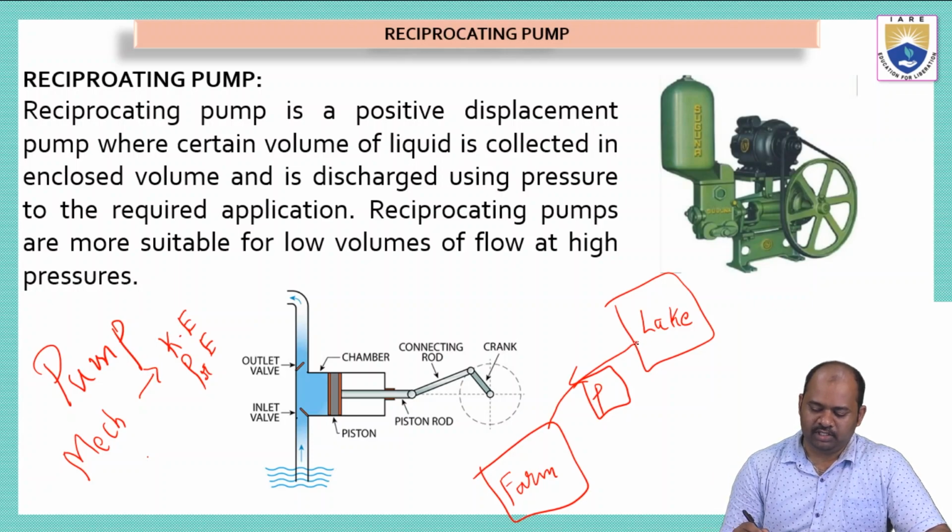Now what happens is I will connect the pump with two pipes. One pipe is connected to the lake and another pipe is connected to the farm. So when the pump is switched on, that means I will supply some mechanical energy to the pump. That mechanical energy is in the form of rotation.